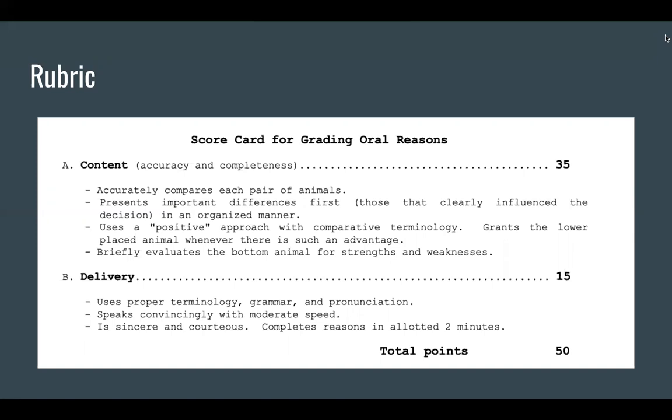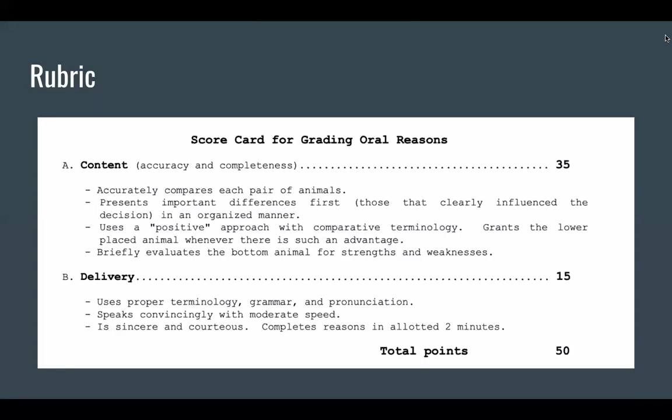And then your delivery, this is worth 15 points. You use proper terminology, grammar, and punctuation. Again, you want to be very professional. Speak convincingly at a moderate speed. You don't want to go too fast. You don't want to go too slow. You want the judge to understand you very clearly. And if you're going too slow, the judge almost feels like they have to drag it out of you.